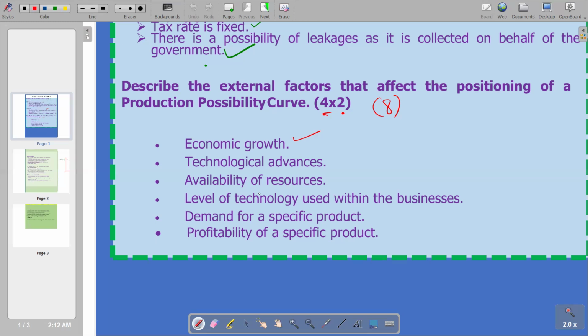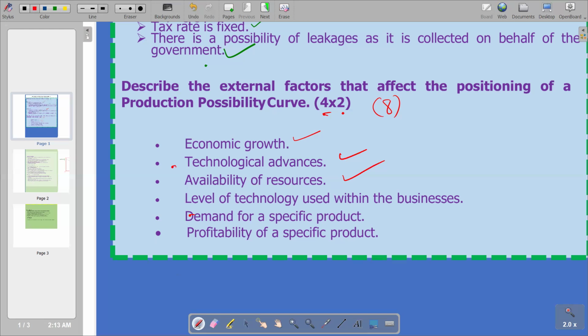If you look at the next point now, we have the level of technology used within the businesses. So for level of technology, we are saying which technology is being used. If you have advanced technology, this one becomes a sort of repetition of the point that we have here, because it's also explaining the advancement of technology. If we have more modified technology, it means we also have more advanced technology.